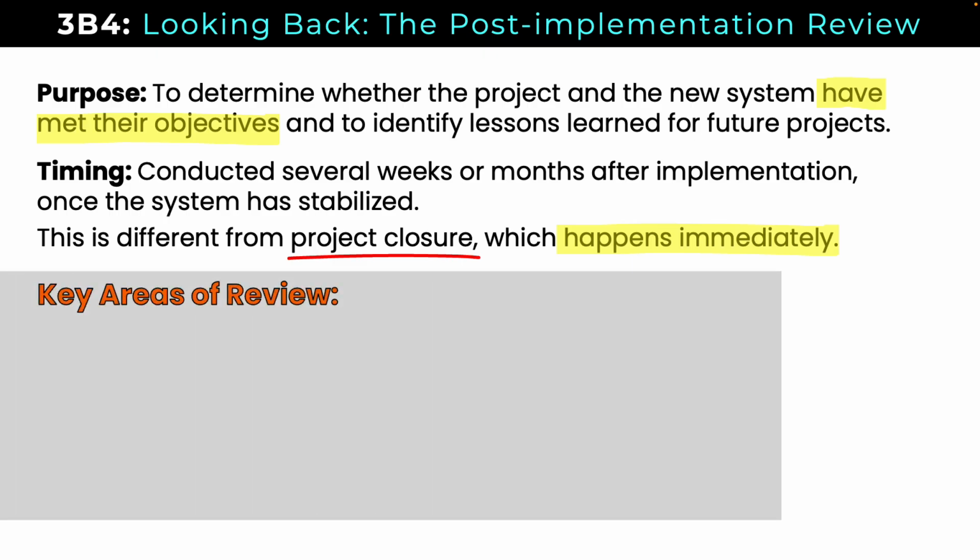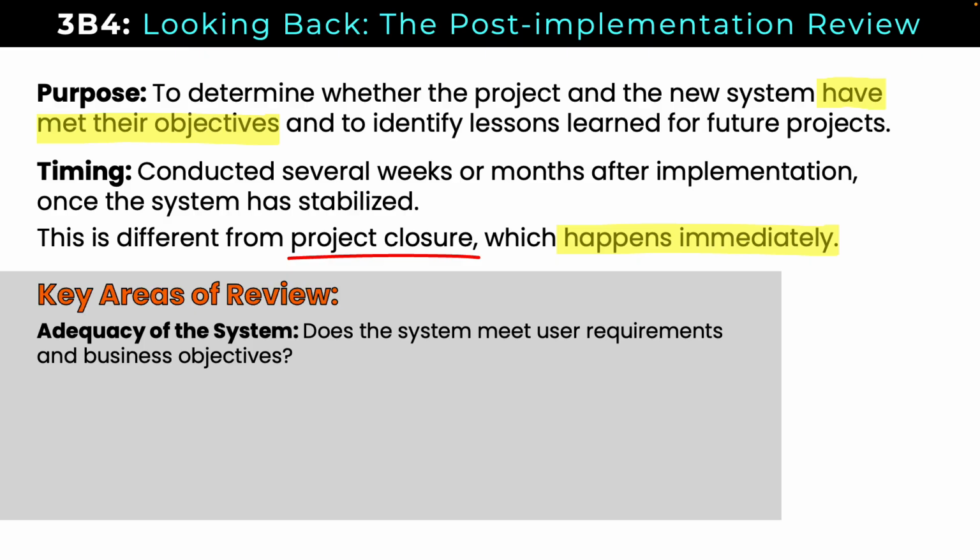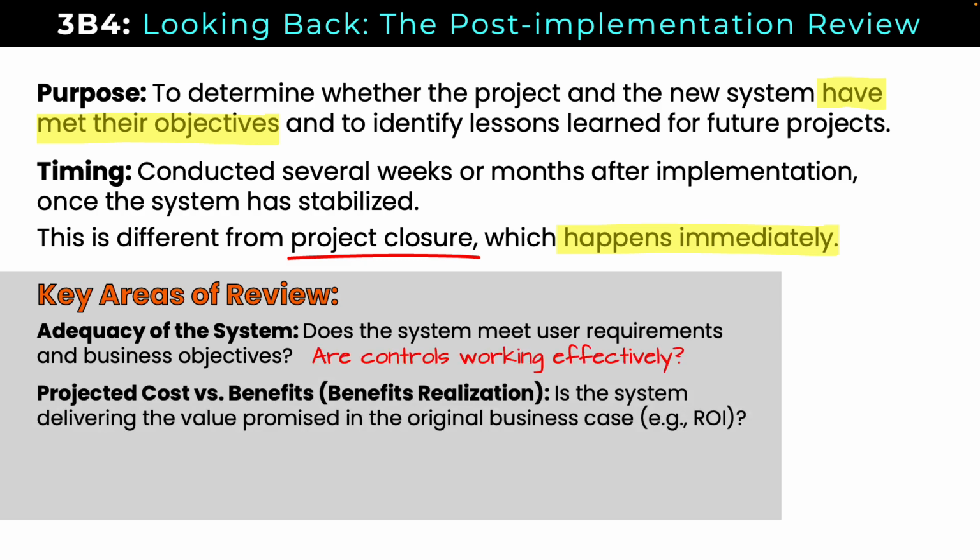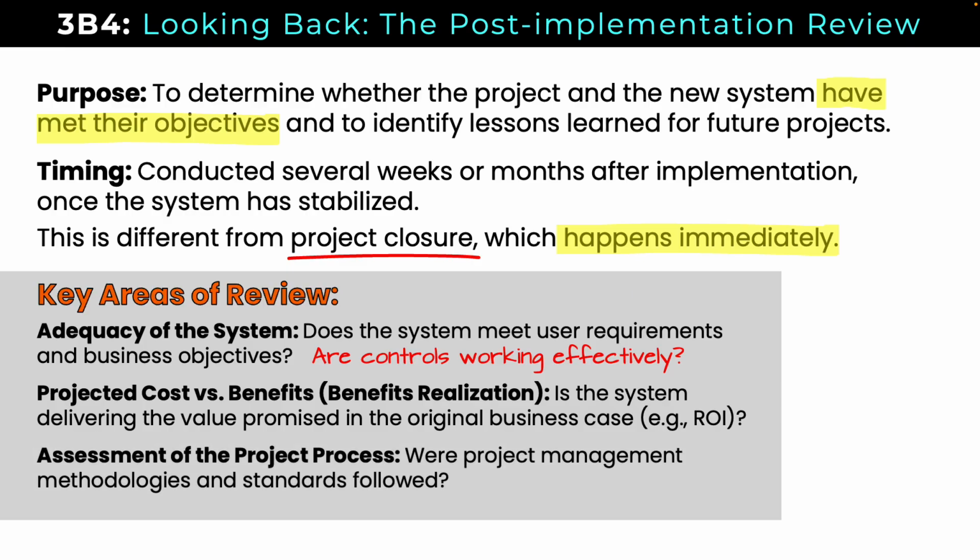So key areas to review here would include adequacy of the system. So does the system meet user requirements and business objectives, what we were expecting when we undertook this project? So are controls working effectively? Projected cost versus benefits. So the benefits realization, which is of utmost importance here. It's not just finishing the project on time and under budget, is did we also realize the business benefits that were expected? Assessment of the project process. Were project management methodologies and standards followed, and what lessons did we learn there?